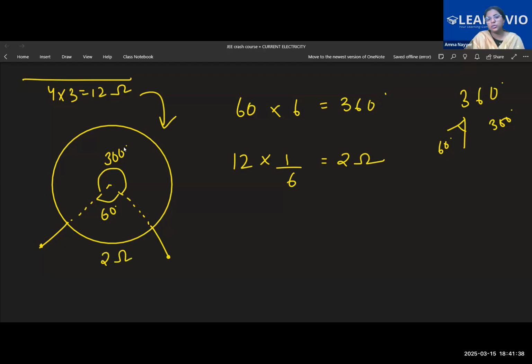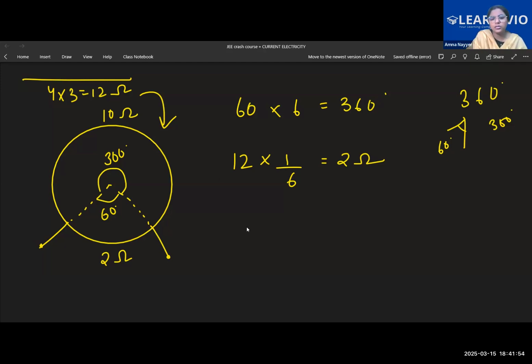If this is 2 ohms, you can use the unitary method also, or you can use simple subtraction. From 12, 2 ohm has gone, 10 ohm is left. That's it. This is what the question required. Now the question is very simple for you. I think the answer would be 5/3.